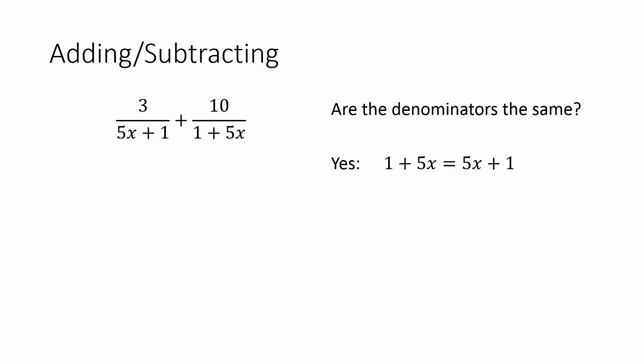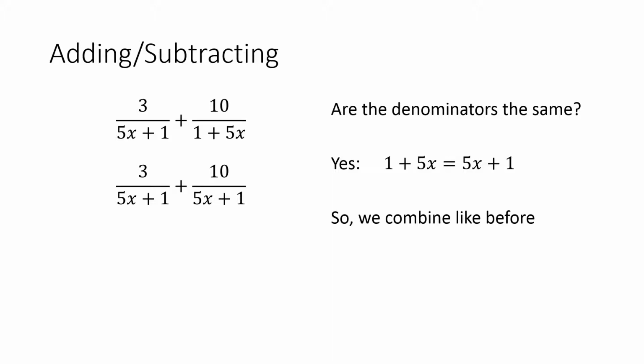And usually it is a good idea to try to rewrite things in that standard form with the x's first and the constants second anyway. So they do have the same denominator. Combine like before. Add the tops. 3 and 10 is 13. And we should check to simplify, but in this case we really can't break down the top or the bottom in any meaningful way. So we're just done.